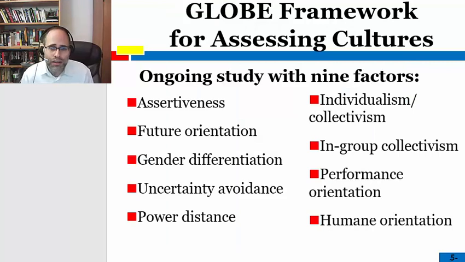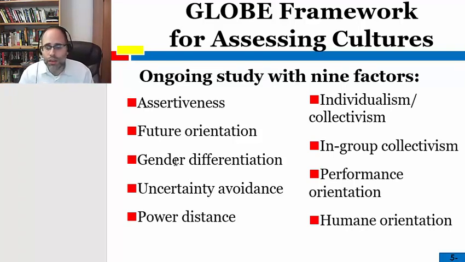The Globe model, there's a lot of overlap between this and Hofstede. Assertiveness. How much do people value the ability of people to give suggestions and be heard, as opposed to doing what you're told? Future orientation, which is similar to long-term versus short-term orientation. Gender differentiation. How much does a society prize complete equality between the genders, or does a society establish different roles for the genders? Uncertainty avoidance, that's like the uncertainty avoidance index that we saw before in the Hofstede model.